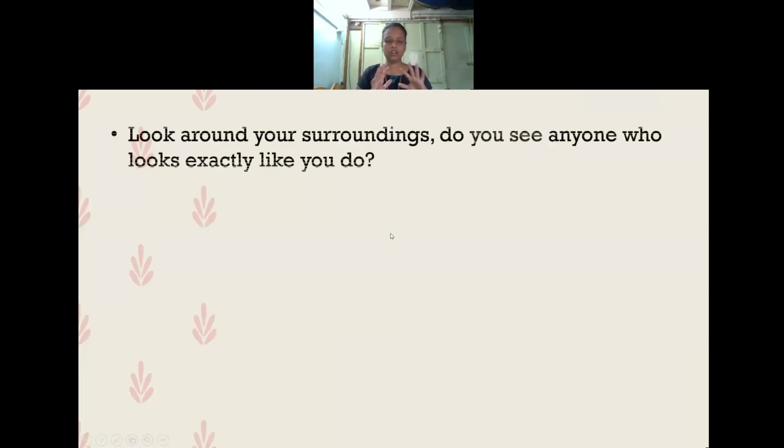Look at your surroundings as well as your neighboring countries. Do you see anyone who looks exactly like you? Leave the twins. Do you see anyone the same? For example, me and my neighbor, are we the same? Do you see that in your surrounding, in your neighboring house and everything else? Yes or no?